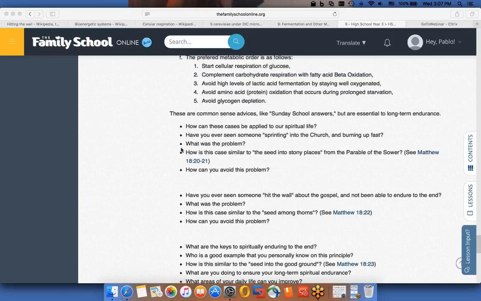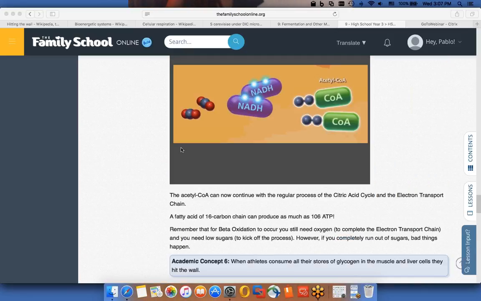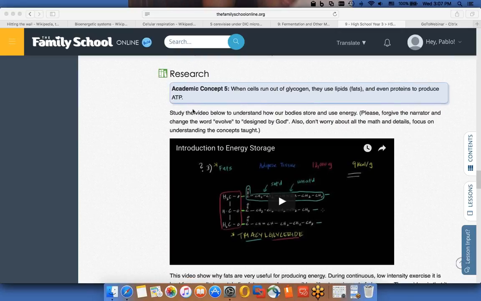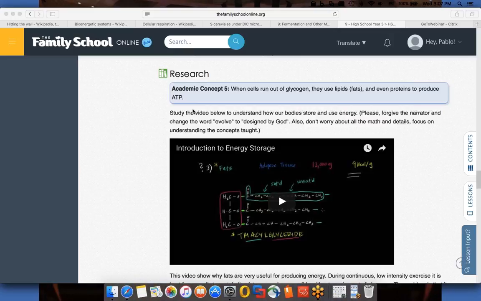Okay. So next lesson we are going to talk about this other academic concept, number 5, because it's very important for all of us to understand that not only do we process glucose, but there are other things that can give us energy. And that is what this concept is going to study.